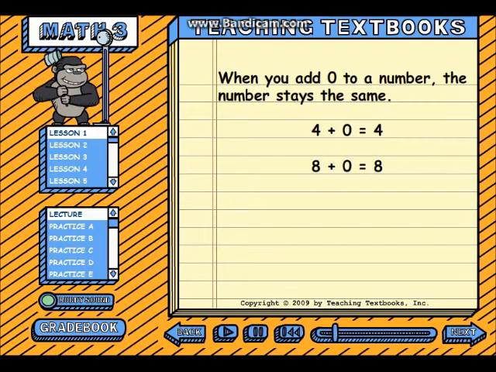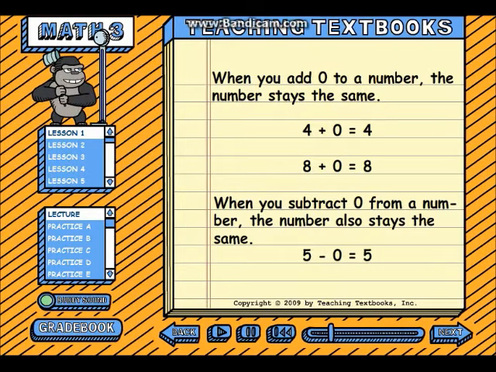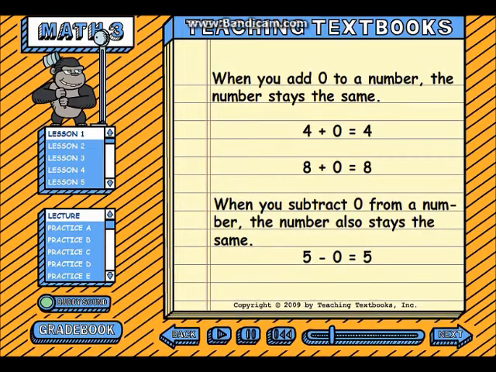Good. The same thing happens when we subtract 0. Watch. Here's 5 minus 0, and the answer is just 5. The number stays the same. You do 1. What's 6 minus 0? No, 6 minus 0 is still 6.